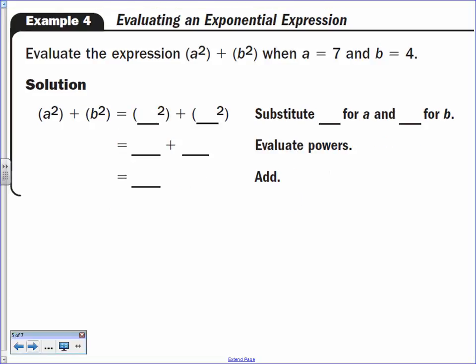Okay, next one. Evaluate the expression a squared plus b squared when a equals 7 and b equals 4. So substitute what for a? 7. And 4 for b. 7 squared, 4 squared. What's 7 squared? 49. Good. And then 4 squared? 16. Okay, so 49 plus 16 would be 65.